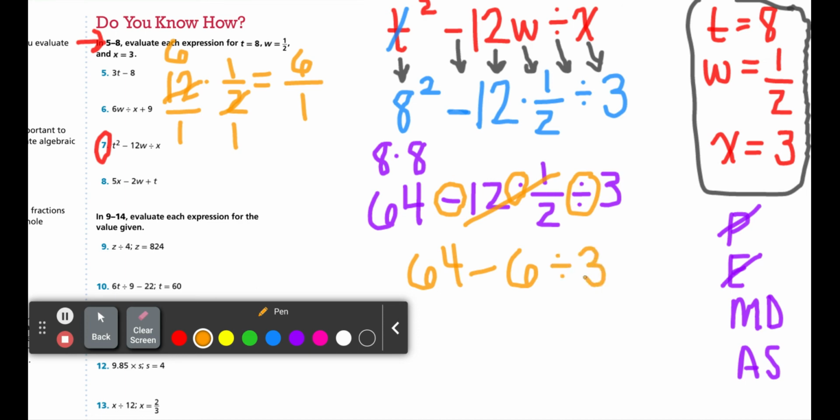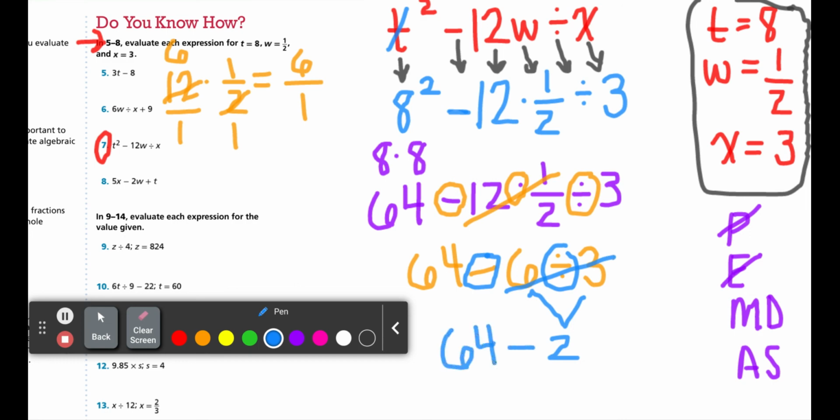So now let's look at what we have left here. We have subtraction and we have division. What's going to be next? Next step's going to be division. We still didn't finish our multiplication and division. So 6 divided by 3 is 2. Cross it off. Bring down the rest. And now we can finish it up. 64 minus 2 is 62.